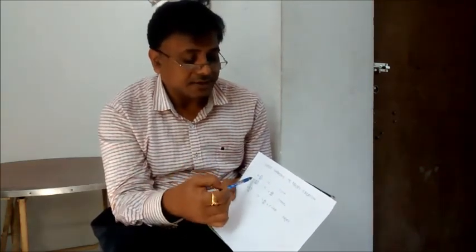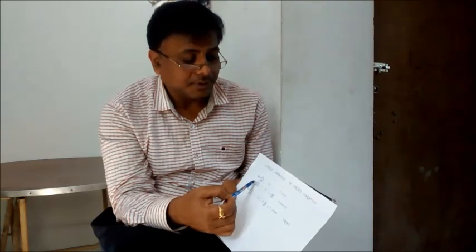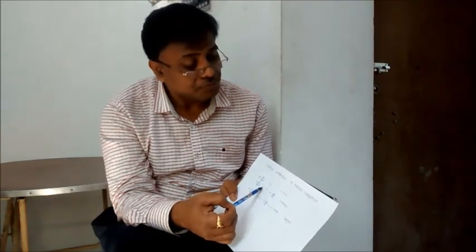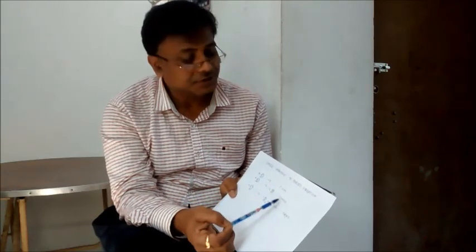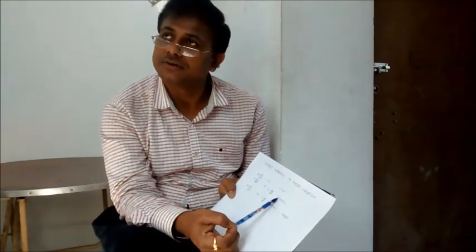So again, you can see that m d2x/dt square is equal to minus sx minus k into dx/dt. This is the equation for damped harmonic vibration.